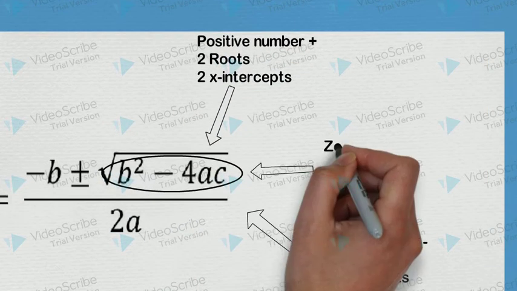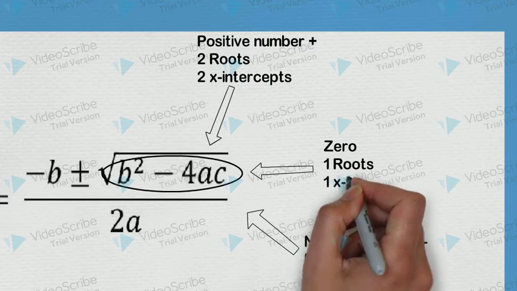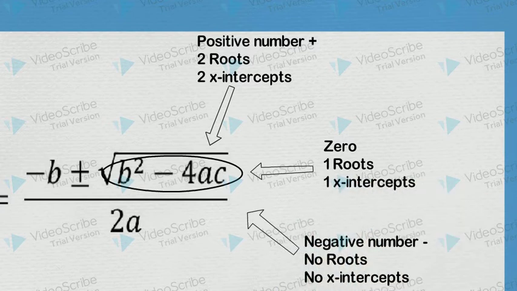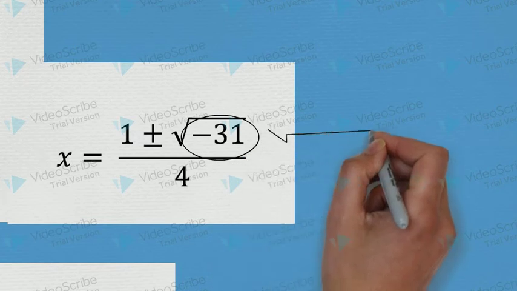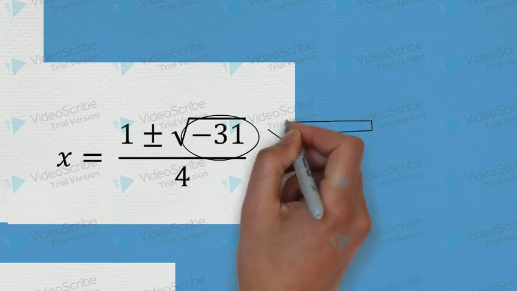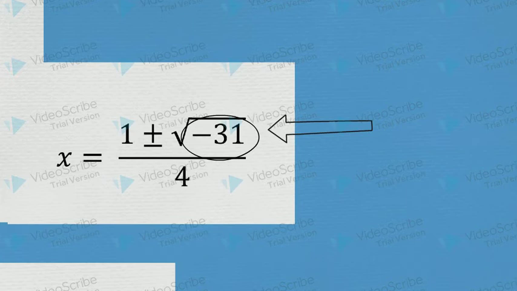Let's get back to the problem. Because it is negative 31 and there is no square root for negative 31, we know for sure that number 2, 2x squared minus x plus 4 equals 0, has no real roots. Make note of that.